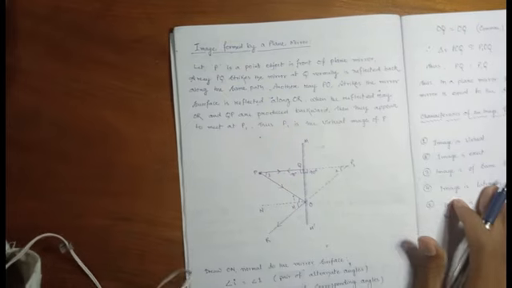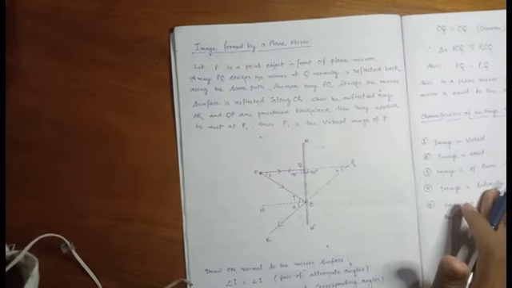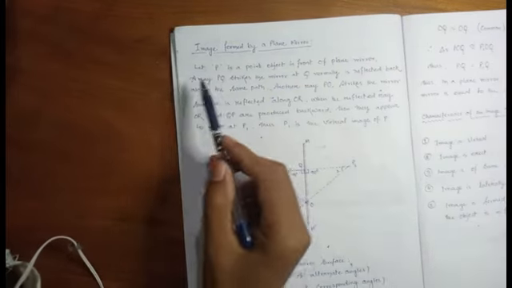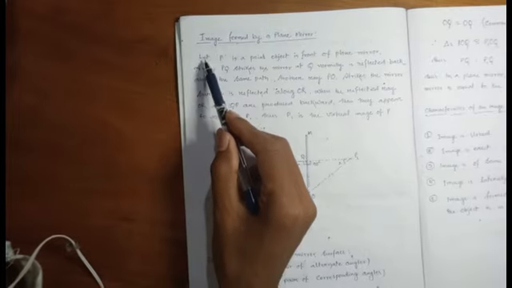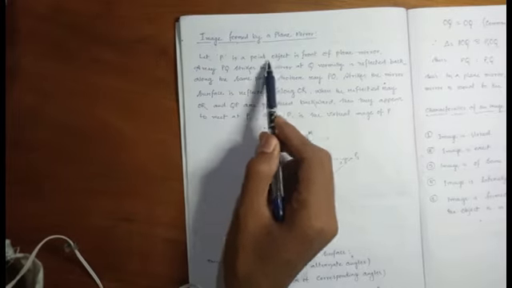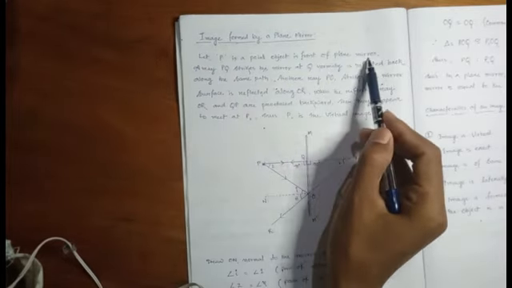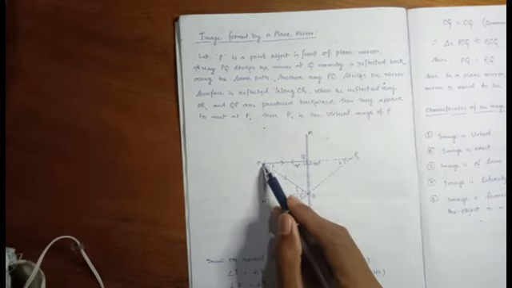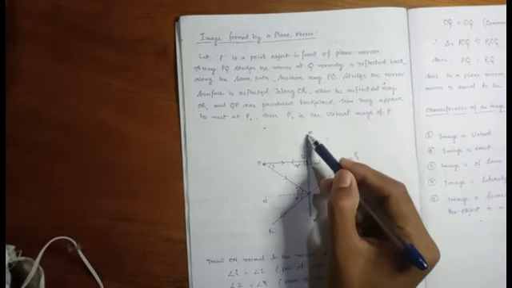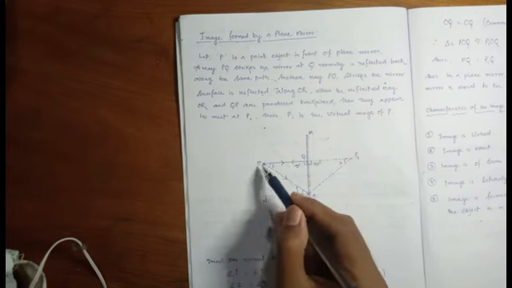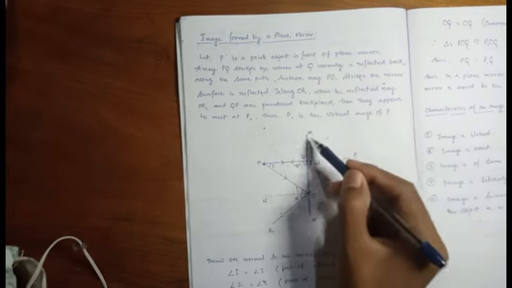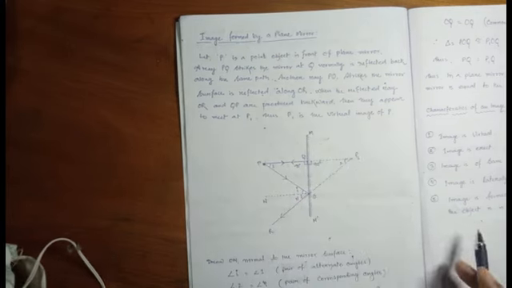Today I will explain about the image formed by a plane mirror. Okay, so you see here, let P be a point object in front of the plane mirror. So this P is a point object and the plane mirror is here, M dash. So what is P here? P is a point object in front of the plane mirror.